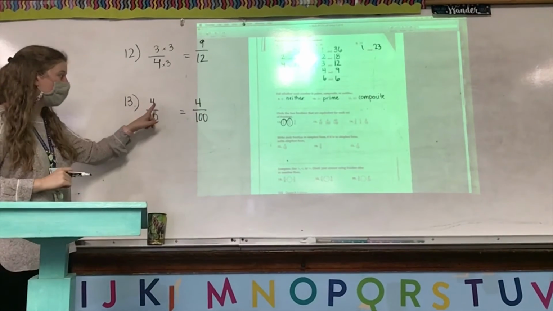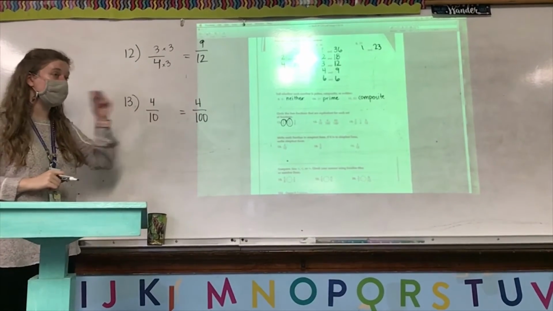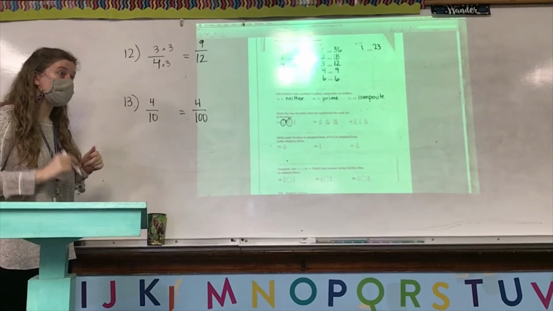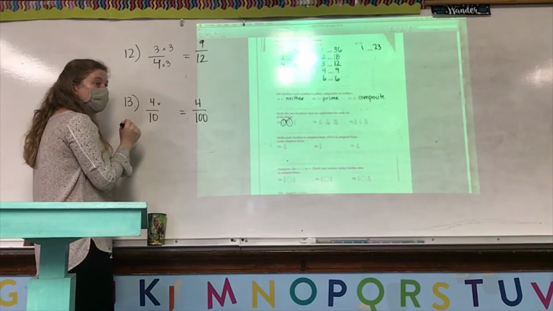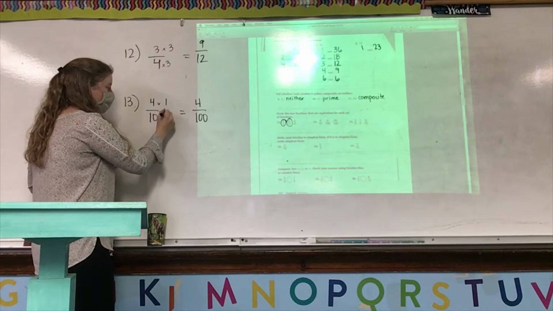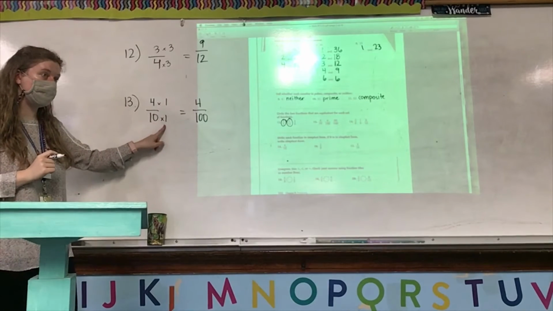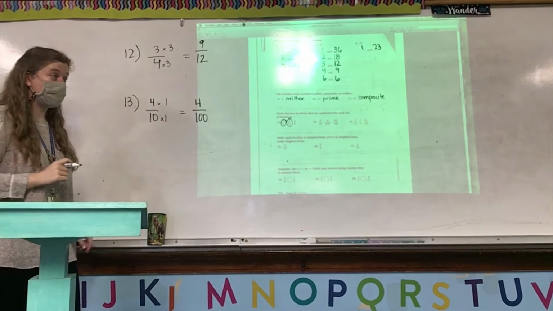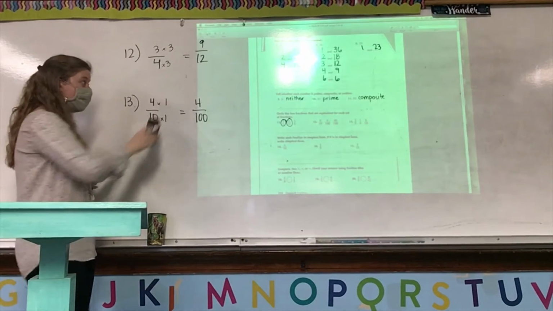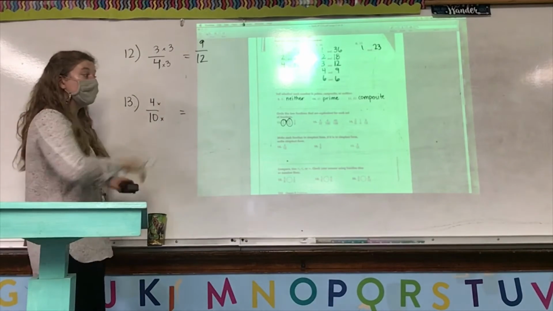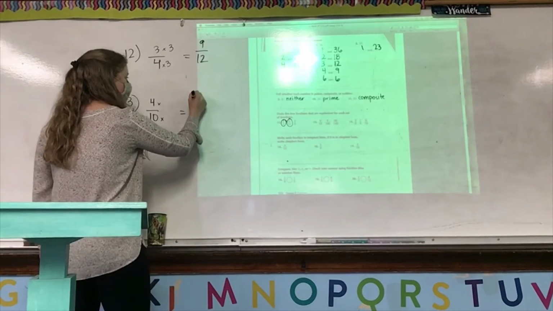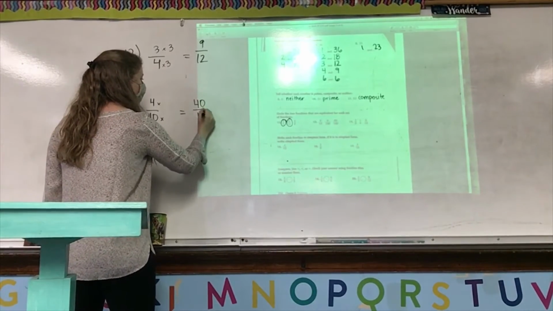4/100. Can we multiply 4 by anything to get 4? Yes. What can we multiply 4 by? 1. Does that work if we multiply the denominator times 1? No. So that means 4/100 is not equivalent to 4/10. Let's try the next one. 40/100.